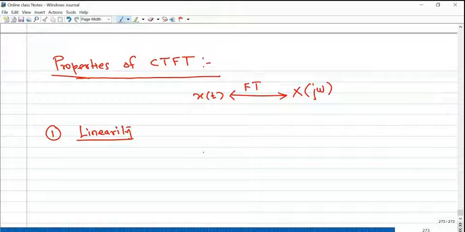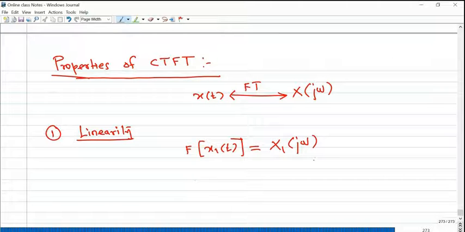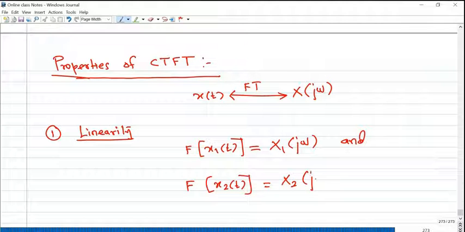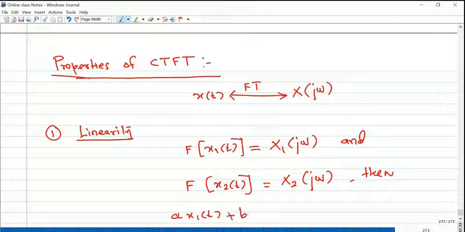Linearity property. So what does the linearity property say? Let us assume the Fourier transform of x1 of t is represented by X1 of j omega, and the Fourier transform of x2 of t is represented by X2 of j omega. Then the Fourier transform of a x1 of t plus b x2 of t.